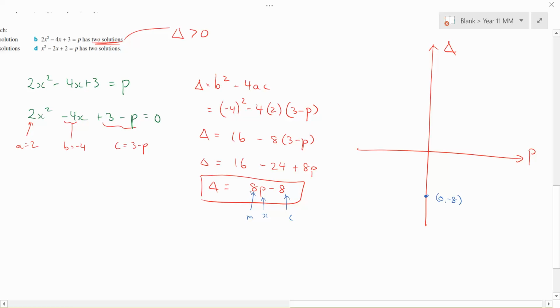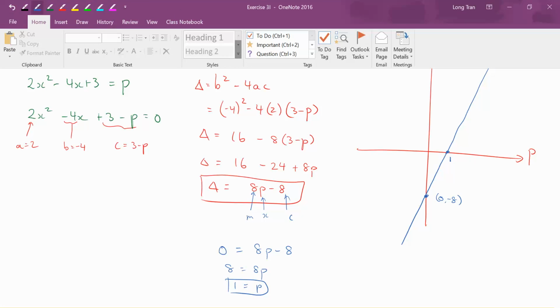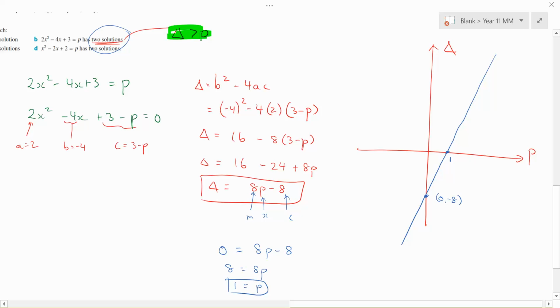And it's a positive gradient, and if I were to work out the x-intercept, I can let y equal 0. You've got 8p minus 8, so 8 equals 8p, and therefore p equals 1. So that means, there we go, a positive gradient straight line, and this is at 1. So the question is asking, when will I have 2 solutions? You can see on the graph 2 solutions when the discriminant is greater than 0. This is your discriminant axis. This is the only time on the graph that it is in the positive region. See, this is when the discriminant is positive.